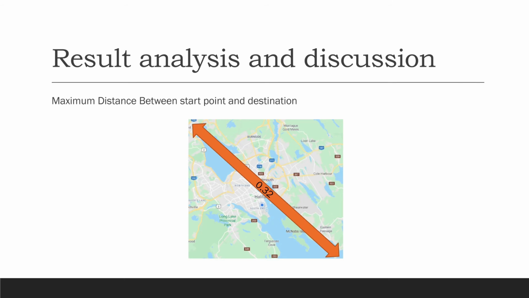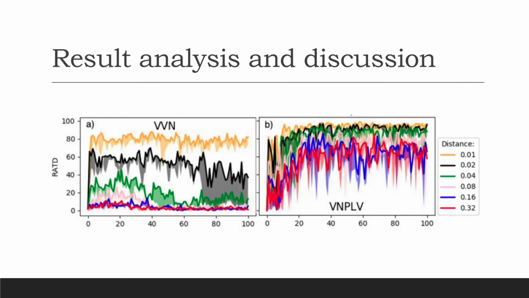0.01 to 0.32. In this figure, you can see the effect of different distances on the rate of arrival to the target. From left to right, the RATD for the baseline and our proposed method with different distances. As you can see, the rate of arrival to the target drastically decreases when the distance between the source and destination increases in the vanilla vessel navigator, which is our baseline. However, the change in the RATD for our model is way smoother than our baseline. Our model is presented in figure B, but the baseline is in figure A.